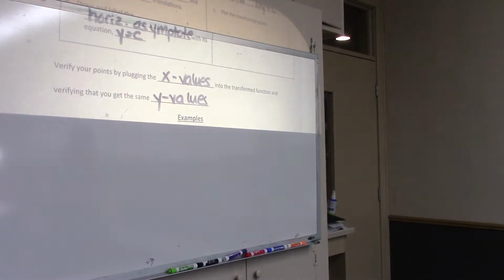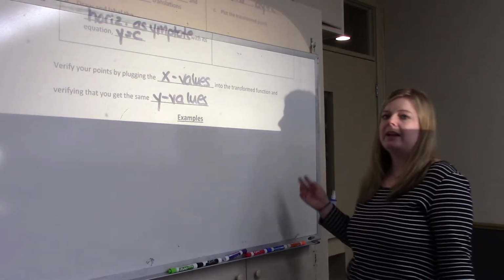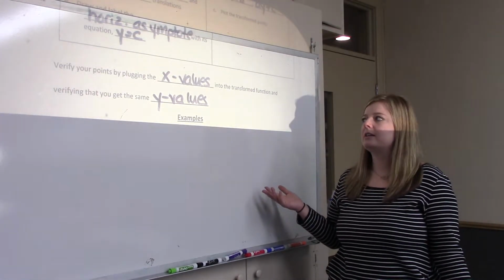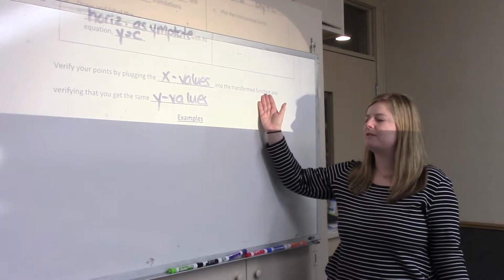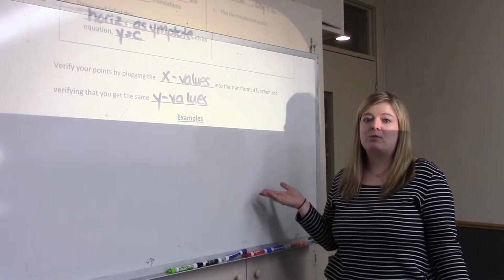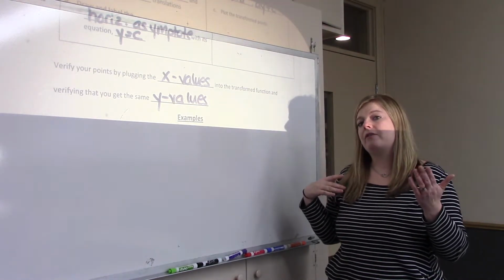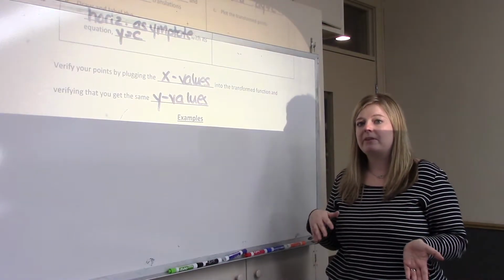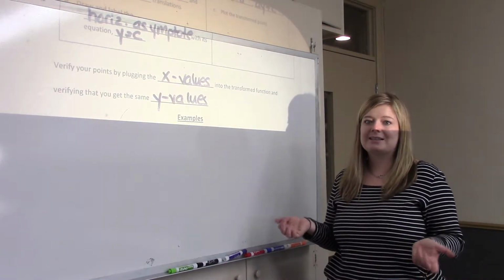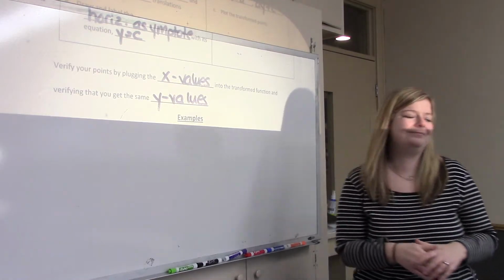Okay, then you can verify your points by plugging in the X values you found, and then put them into the transform function and make sure you get out the same Y value. Either that's from your graph that you created or from your table of values. And then you can hand in your test being confident that you did it right.